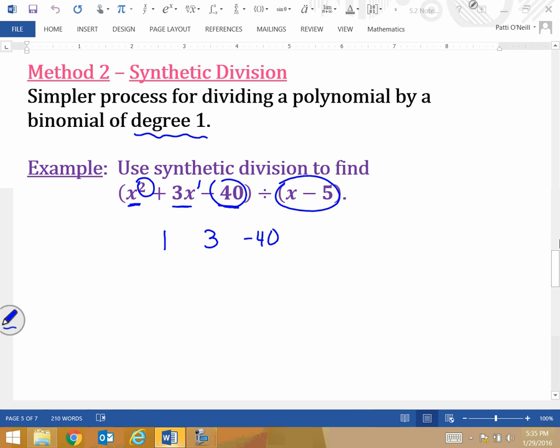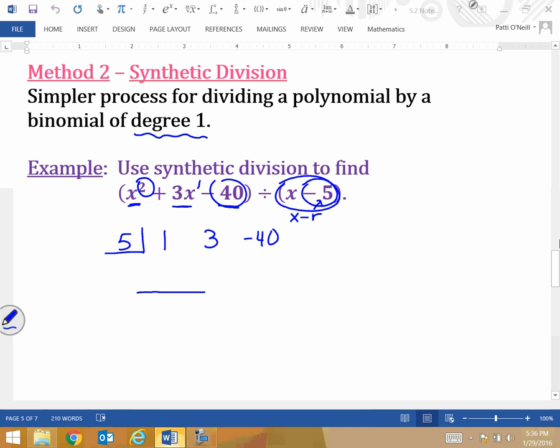Now, we go over to the divisor, and we look at the value that comes after the variable. So minus 5. We put the opposite of what we see in there. So this factor, or this divisor, is really in the form x minus r. So r is equal to 5. What we do is we take that value of r and we put it in a semi-box to the left of where we listed all of those numbers.